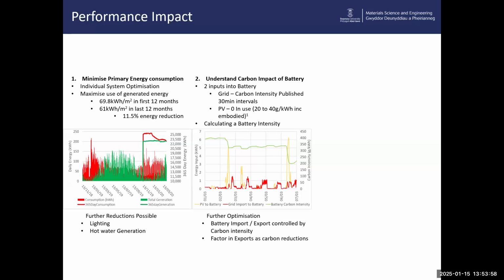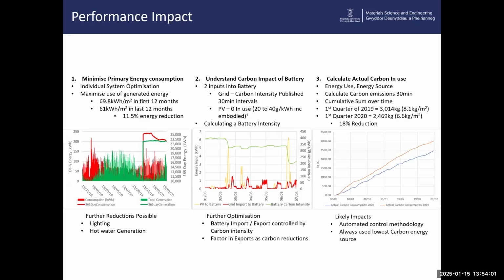We can also understand the carbon impact of the batteries, and we can optimize that further, with battery imports and exports controlled by carbon intensity. So if cost isn't too much of an issue, then we can use carbon intensity as a driver for when we import and export energy. And we can also work out things like actual carbon in use as well. We can control the methodology, and we can also select, so the system can then recommend the lowest carbon energy source.